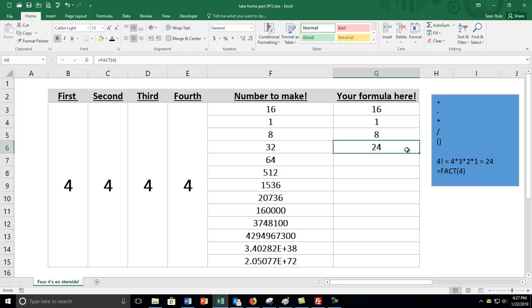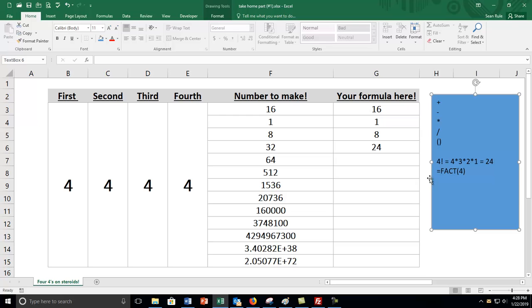I know when I did these myself, I did the factorial on at least one of them, maybe even 2. I don't remember. Okay, so that's one thing that you can do. Another thing you can do is use the square root. And the one that I think y'all ended up using in the lab was the square root of 4, which is equal to 2.